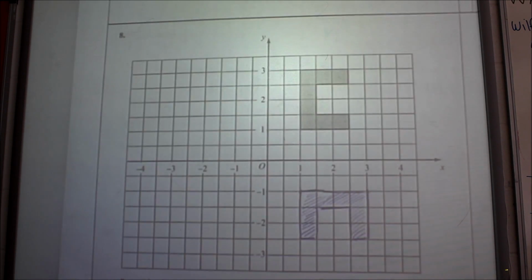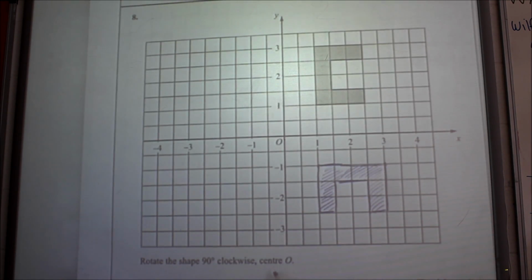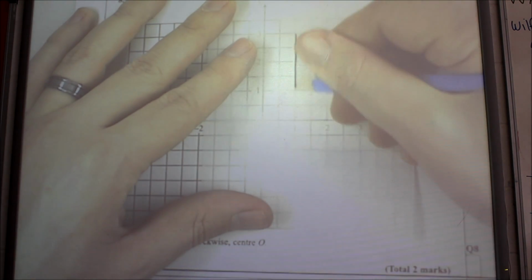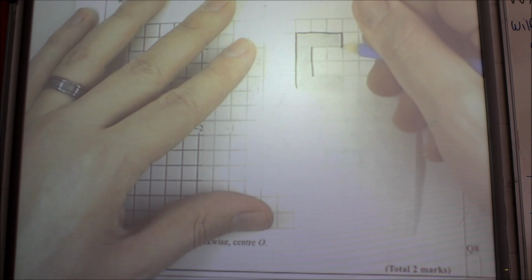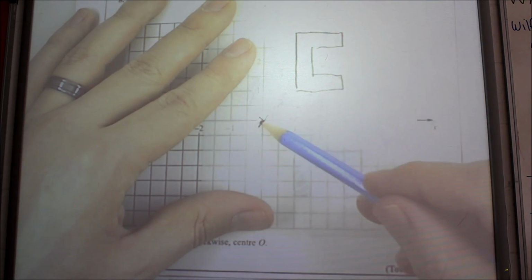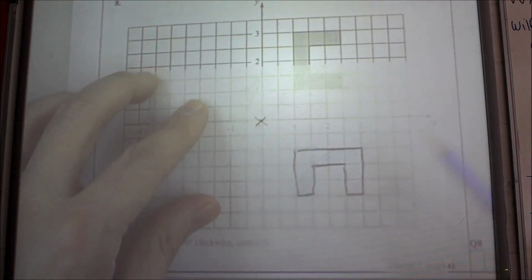Question number 8. Rotate the shape 90 degrees clockwise around centre O. Again, get your tracing paper, put it on, draw around it like I'm doing here. 90 degrees clockwise around the centre O, there's the centre O, 90 degrees clockwise, and it will end up down there, which is why I've got it. So that's really question 8.